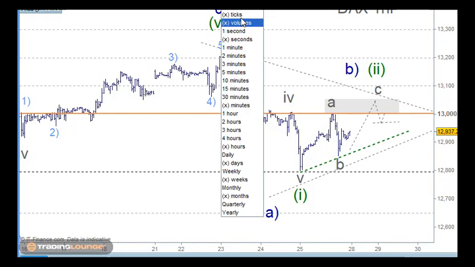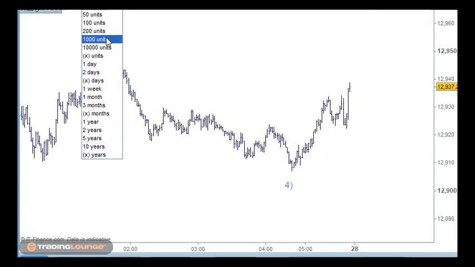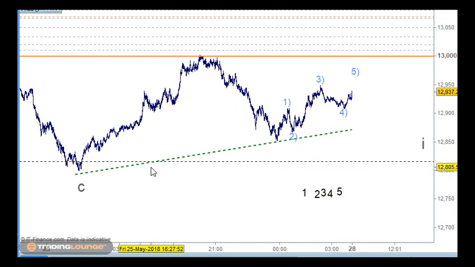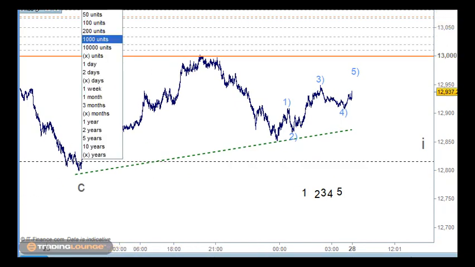The tick chart, I don't think it's going to give us any more. Oh yeah, a little bit. So I'll just have to.